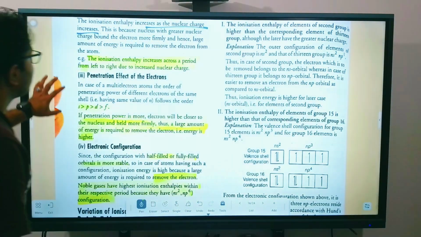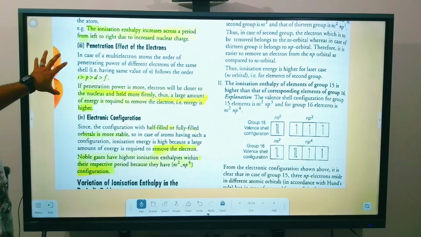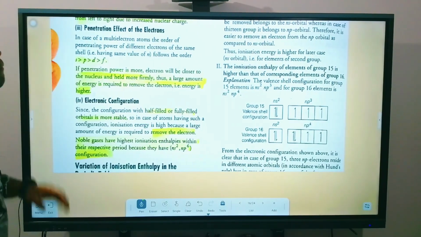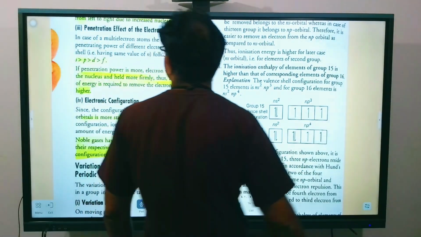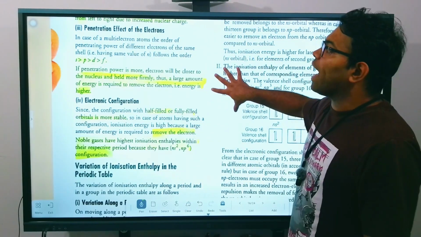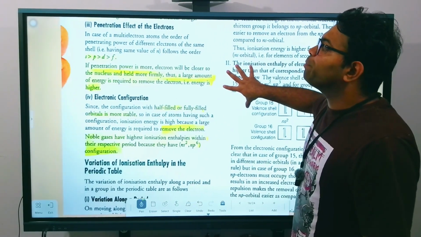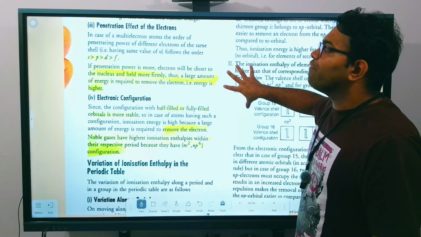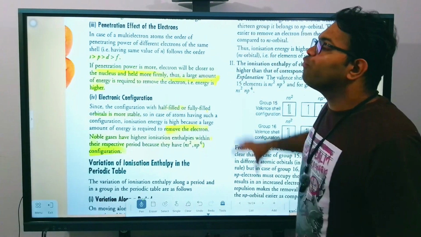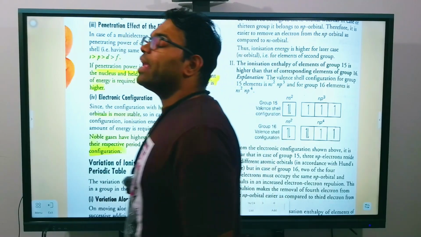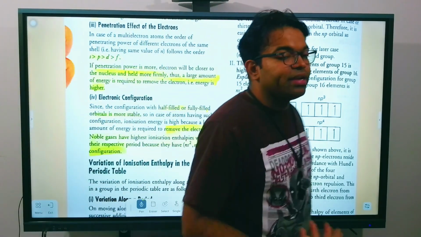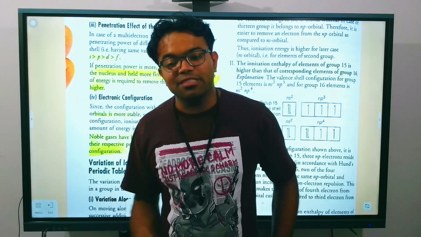Okay, let's move on. Now, the next one. The ionization enthalpy increases across a period from left to right due to the increased nuclear charge. Penetrating effect of electrons. In case of multi-electron atoms, the order of penetrating power of different electrons of the same shell, that is having the same value of n, follows the order: s has a more penetrating effect compared to p, d, f. So s > p > d > f. F has the least penetrating effect.